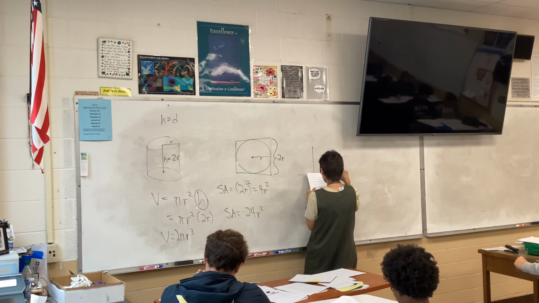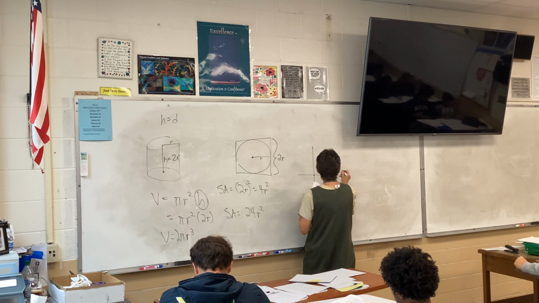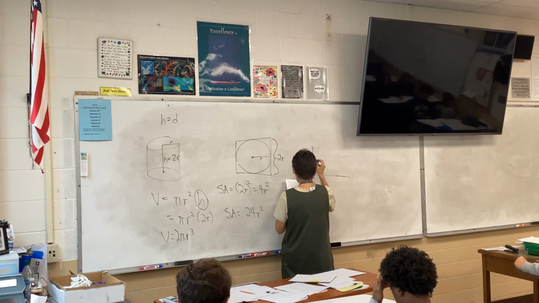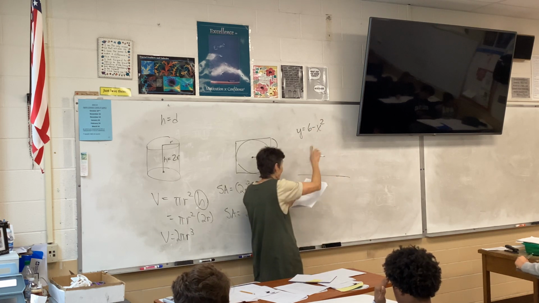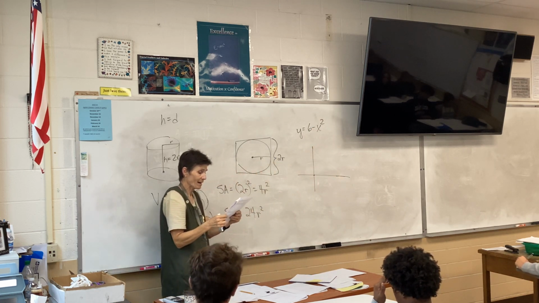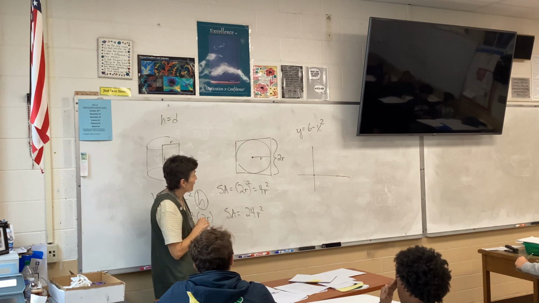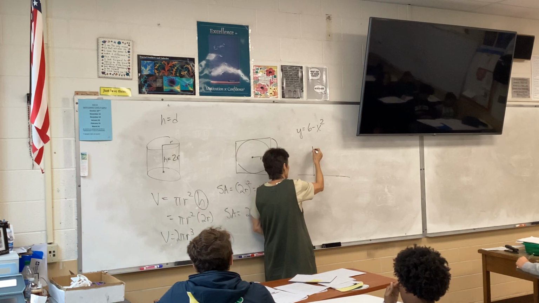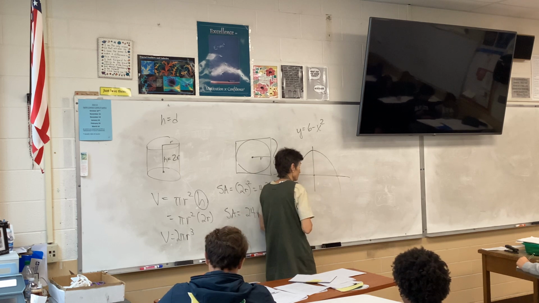All right, so an isosceles triangle has its base along the x-axis. So, what shape is that? Y equals 6 minus x squared. What shape is that? Parabola opening down, 6 units up. Yeah. So it's gonna look like this.